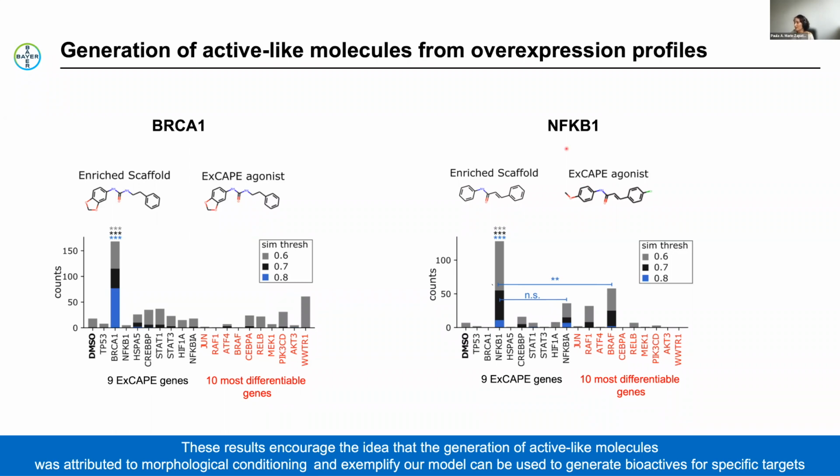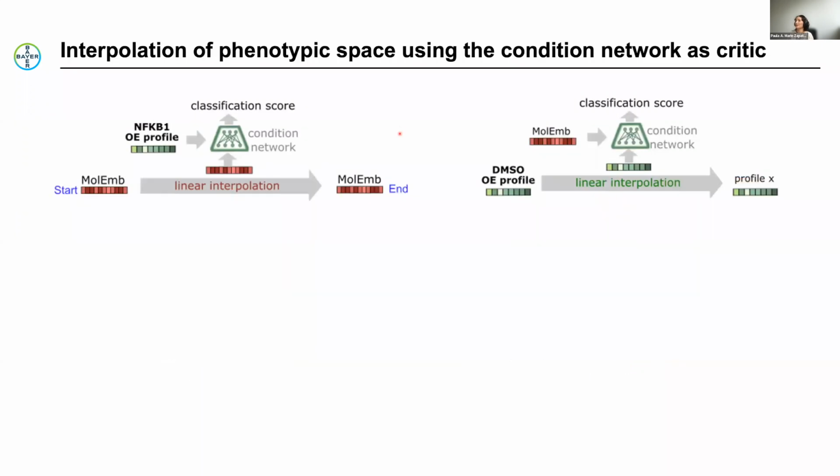And therefore, we perform interpolation experiments around these agonists or active molecules proposed by the model. We did it for both the BRCA agonist and the NF-kappa beta agonist, but I'm just going to show the results for NF-kappa beta 1 for simplicity. Again, what we want to do is interpolation experiments to see how the model behaves around these predicted active molecules. The interpolation experiments were done in the chemical space, which is shown on the left, and also in the morphological space, which is shown on the right.